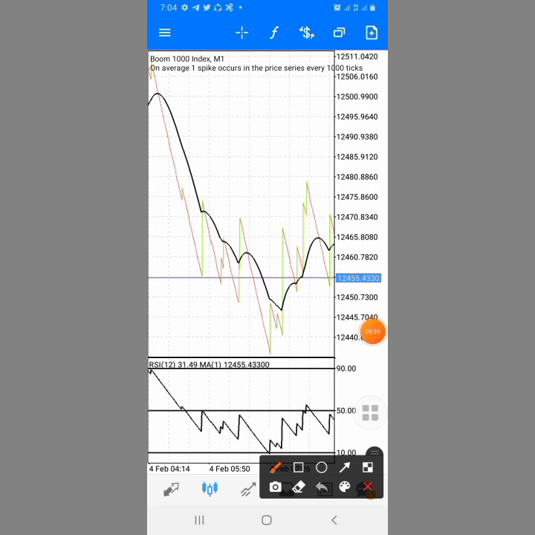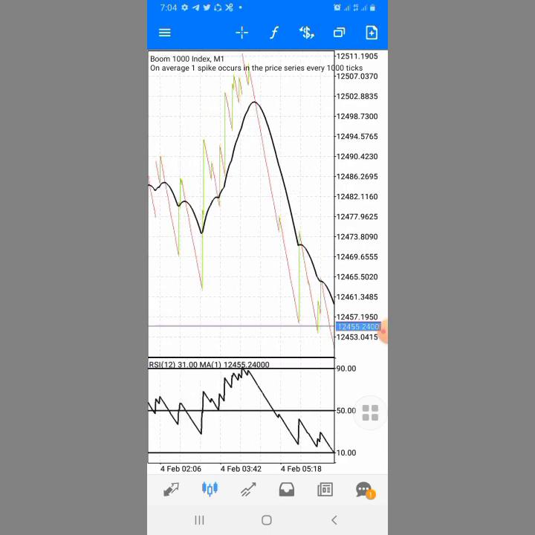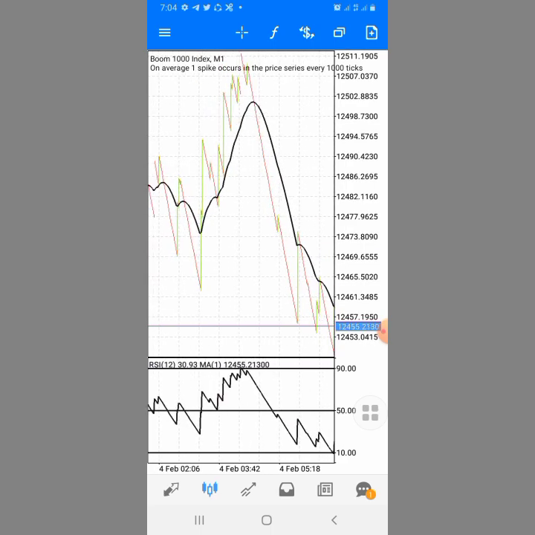And before now, this thing already is at level of 10 before it spikes and continues going down. So the market, once this RSI, you zoom in completely, you zoom in like this, and once the RSI comes to touch the level of 10, you are taking your buy entry.